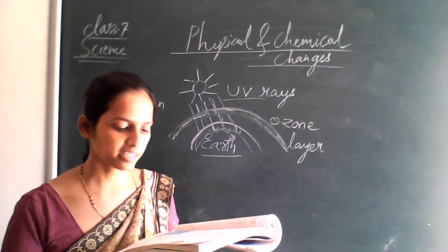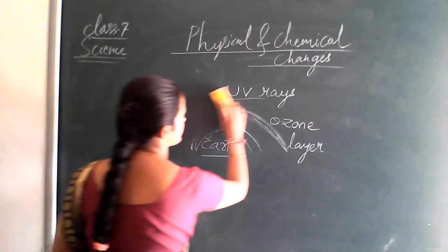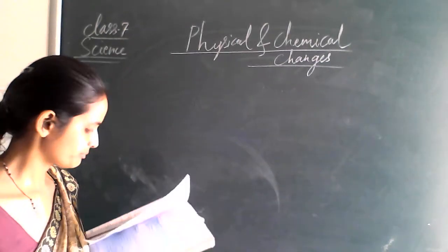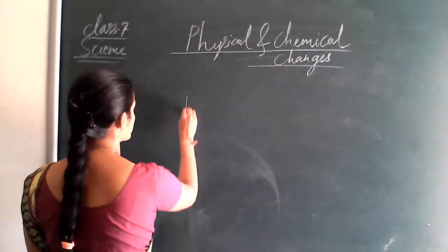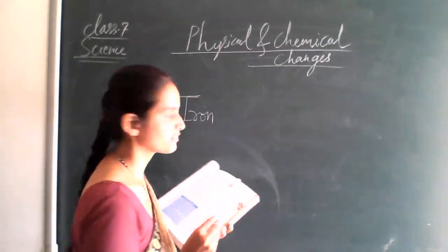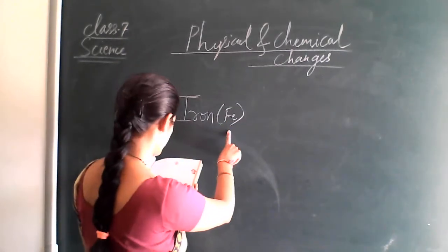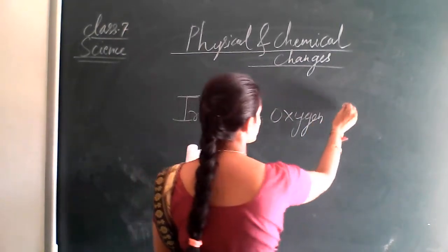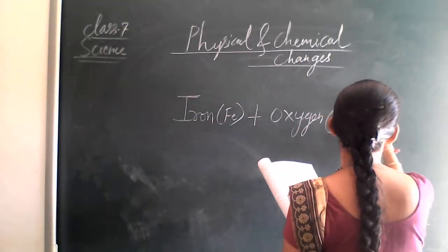The process of rusting can be represented by the following reaction. First, iron, which is denoted by Fe, the symbol for iron. Then oxygen, which is O2, and it is present in the air.